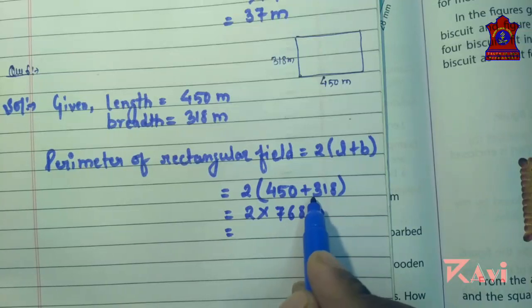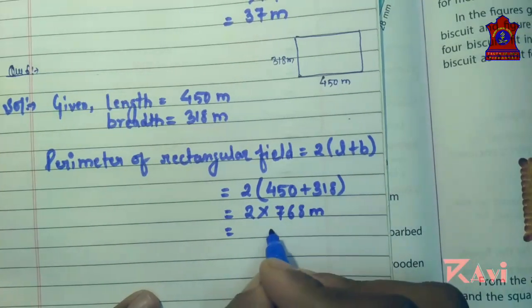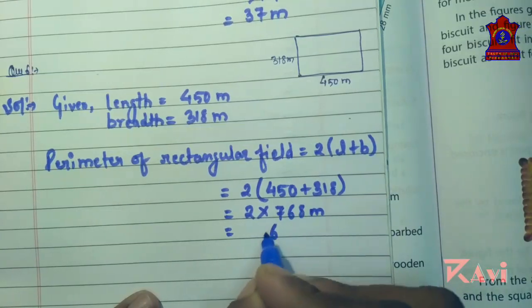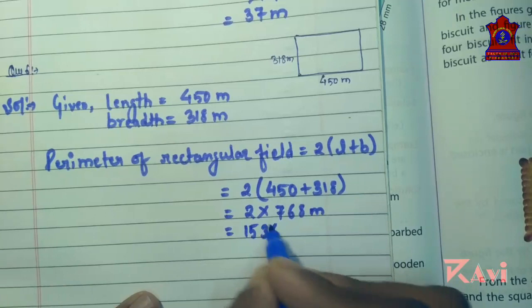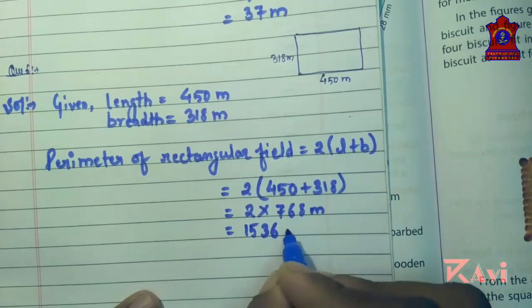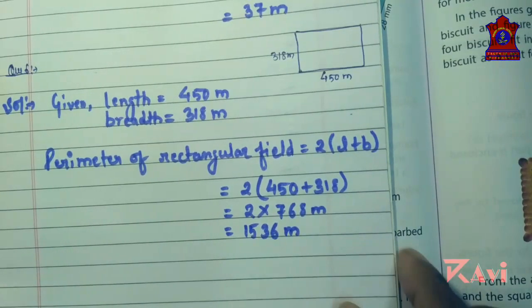Let's check it once again. Okay, good. Now you multiply it by 2. 2 8s are 16. 2 6s are 12, 1 13. 2 7s are 14, 1 15. 1536 meter we are getting as the perimeter.